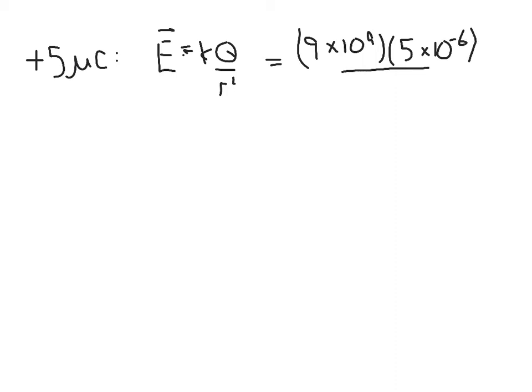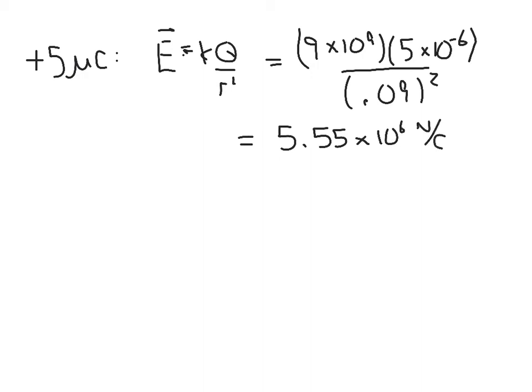The R value for that one was 9 centimeters, but I've got to put that in meters. And I have to square all that. When you do the math on that, I'll let you verify it. Watch how you use your scientific notation button. But we get a number around 5.55 million, or times 10 to the 6. It's got the funny units of newtons per coulomb.